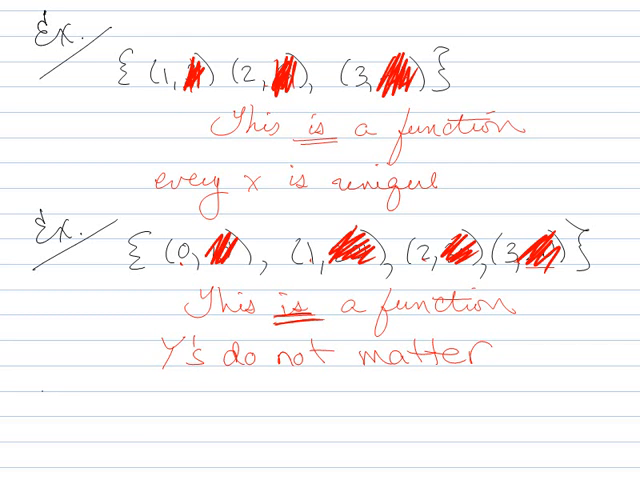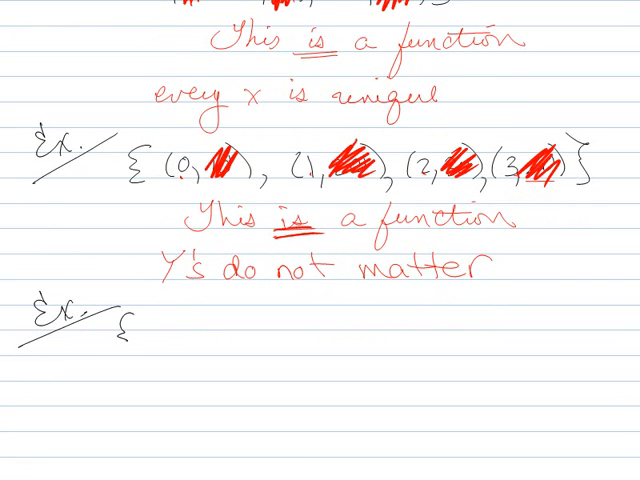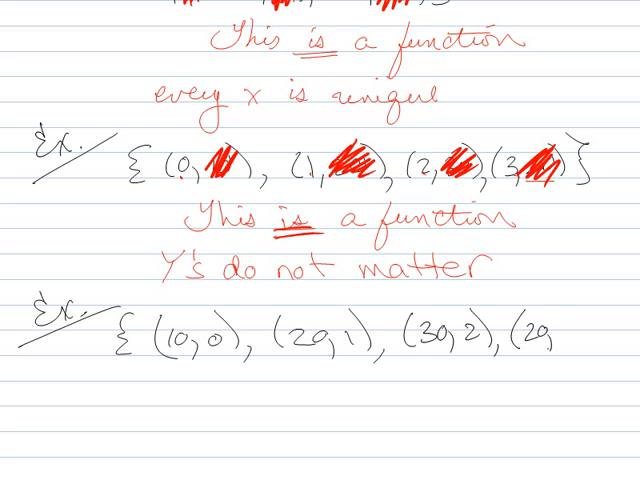So what if I went over here and wrote that a little bit backwards? What if I flipped them? What if I had (10, 0), (20, 1), (30, 2), and my last point was (20, 3)? So is this going to be a function? Well, I don't want to get confused, so I'm going to scratch out all the y's.